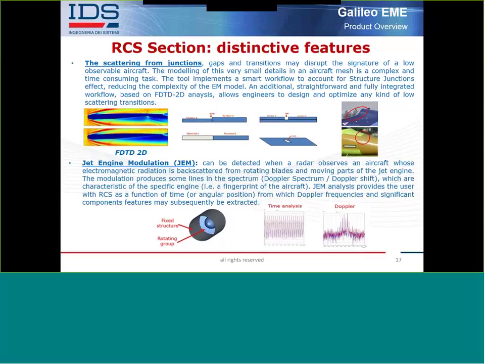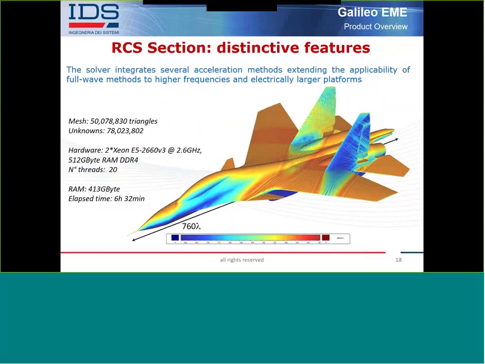Jet engine modulation. The jet engine modulation is quite useful for people that are involved in non-cooperative target recognition. Thanks to the jet engine modulation and also to other additional parameters, all those people can detect the typical fingerprint of some specific target. And this is true, and it is applicable for rotating parts of the aircraft, like engines or blades in general.